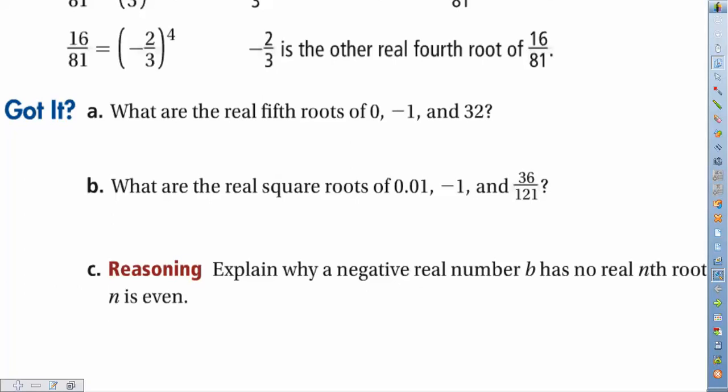So if you wouldn't mind pausing the video, give yourself a little bit of time, tinker with that calculator there, and write down the answer for each one of these. What would be the fifth roots of 0? And then what would be the fifth roots of -1, the fifth roots of 32? Likewise, tell me what the square roots of 0.01, square roots of -1, square root of 36 over 121. Okay? Give yourself a couple seconds to work that out. And then when everyone's ready, let's go ahead and resume that video.